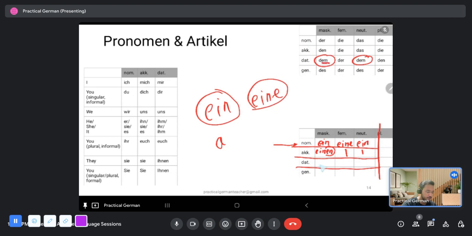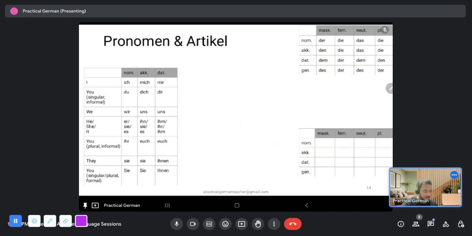So what do I have over here? Einem, einem. Now here it ended with the sound of er. So what do I have over here? Einer, einer. I know the logic, but this is einer. Okay, so here are the answers.